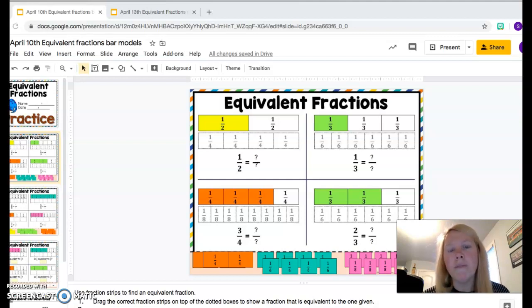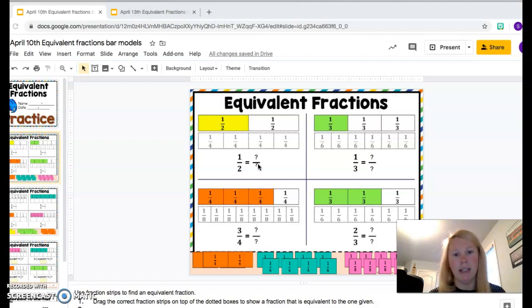Equivalent means equal. So when you are talking about equivalent fractions, you're talking about, if I'm given a fraction, what other fractions could equal the same amount? All right. So if I'm looking at slide 2 of Friday's assignment, the directions are always at the bottom of the screen or the bottom of the slide. So please make sure that you're following those directions, because on this slide you not only had to slide the correct amount of fraction bars, but you also had to write and replace the question marks with the correct fraction.